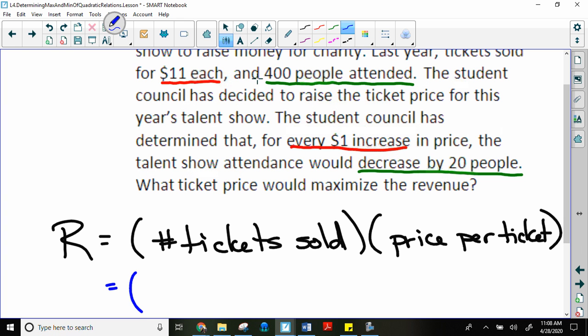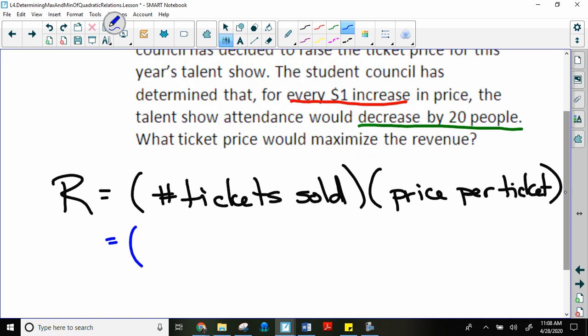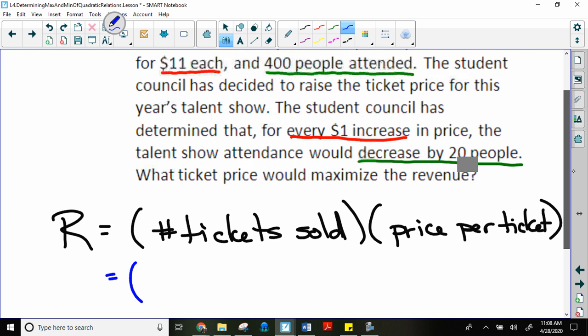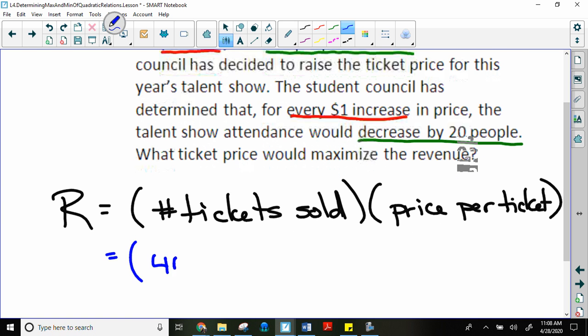Last year, 400 people went, and there's going to be a decrease by 20. How many times are they going to decrease by 20? Are they going to decrease by 20? Are they going to decrease by 2 of them, 40? Are they going to decrease by 3 of them, 60? We don't know how many decreases are going to happen, but we know that the number 400 people is going to go down by 20 people. We just don't know how many times that's going to happen.